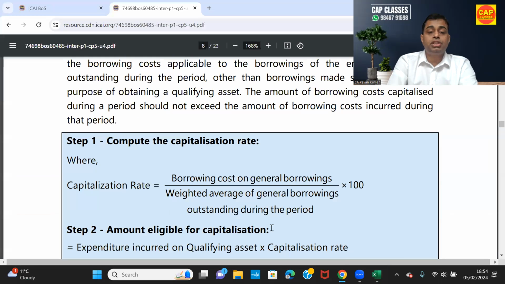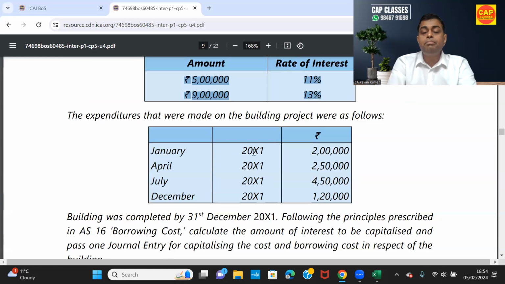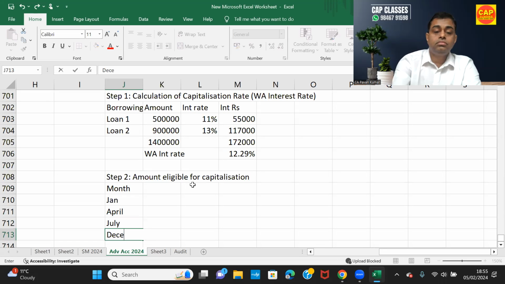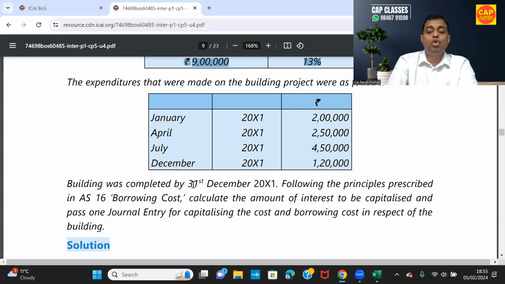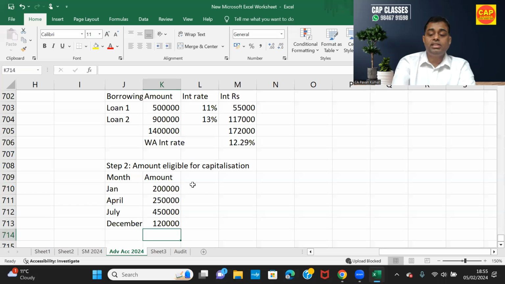Amount eligible for capitalization, which is nothing but the weighted average, time proportioned, of the capital incurred. Okay. So, Jan, April, July, December. Okay. Amount, tell me. Amount: 2, 2.5, 4.5, 1.2. Okay. Is it right?